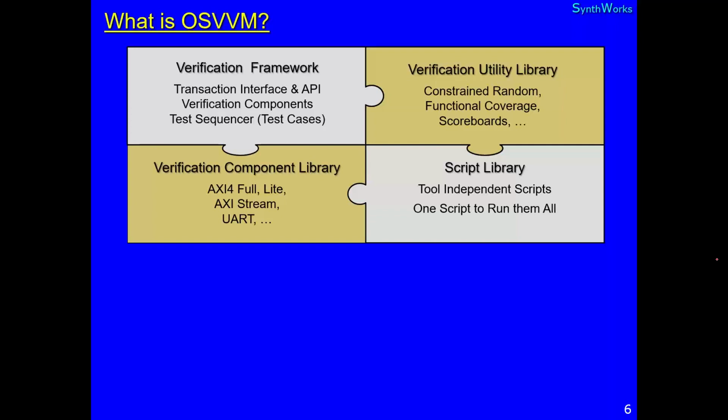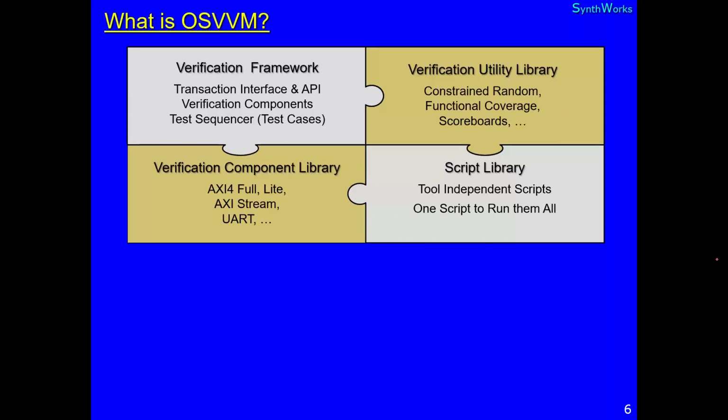So we asked the question, what is OSVVM? And I had to come back to this recently because really it's been growing. So what is OSVVM? It's a verification framework. It's a verification utility library that includes leading edge verification things such as constrained random, functional coverage, scoreboards, error handling, message filtering.